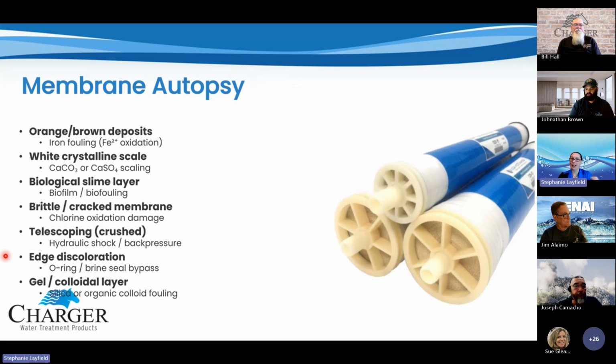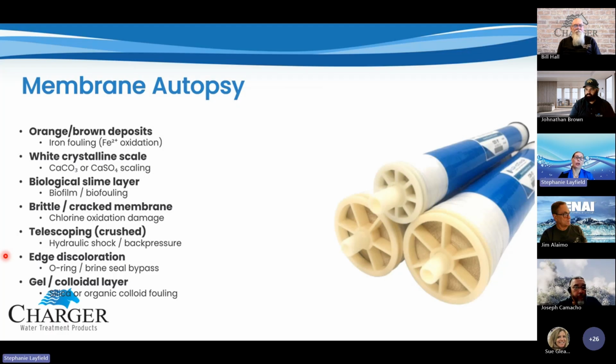White crystalline scale, so it's kind of turning into a rock. That's going to be your hardness breaking through. So make sure you have either the water softener or the anti-scalant to help protect it. Bioslime, that's where you have microbes come. It's dark, it's warm, it's moist, it has a perfect pH and nutrients for it. Bacteria loves to grow in RO membranes. Brittle or cracked, that's what it looks like whenever it gets oxidized by chlorine. It's like it burns it and it gets really crunchy.